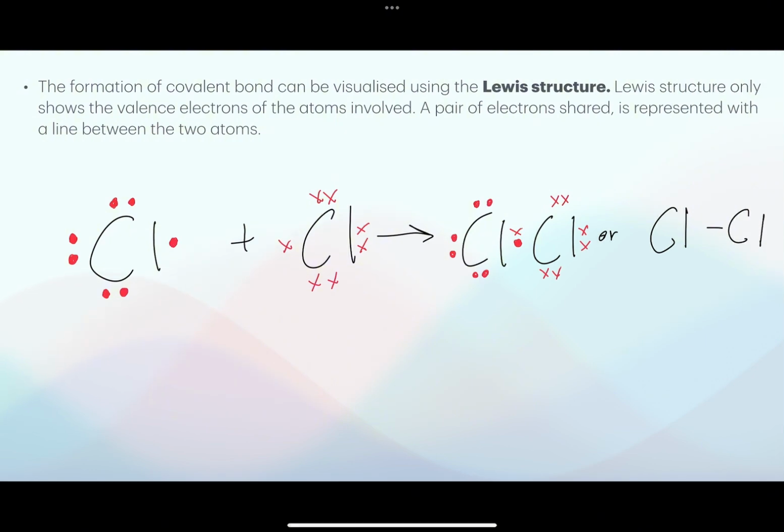The formation of covalent bond can be visualized using the Lewis structure. Lewis structure only shows the valence electrons of the atoms involved. A pair of electrons shared is represented with a line between the 2 atoms.